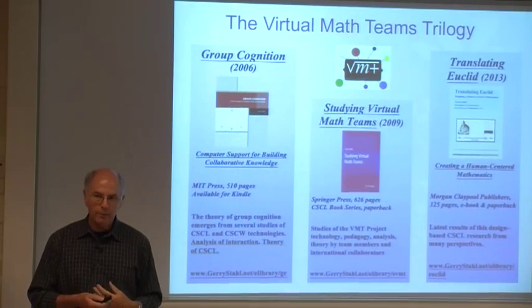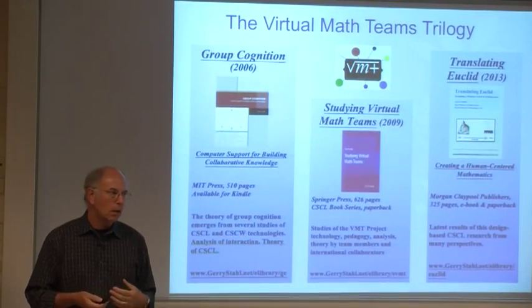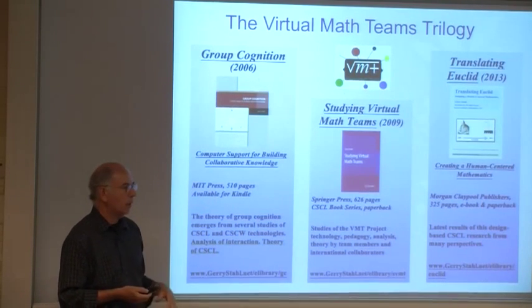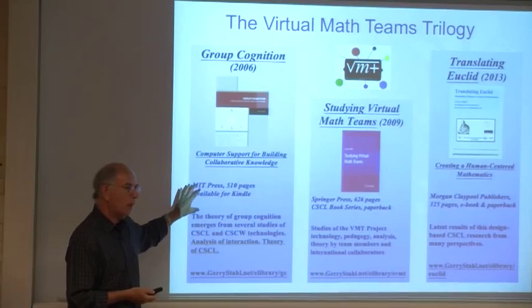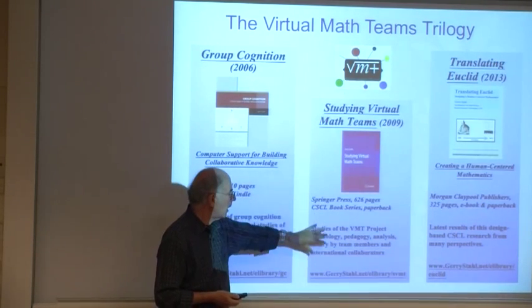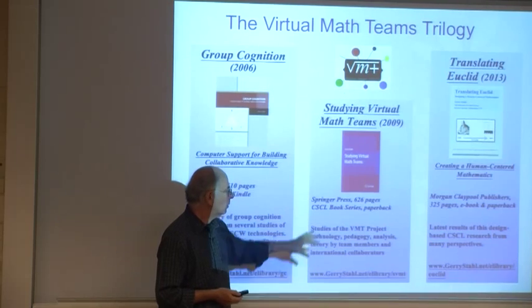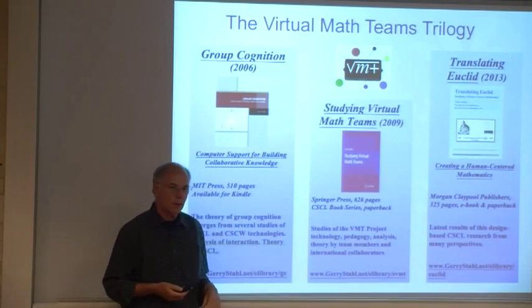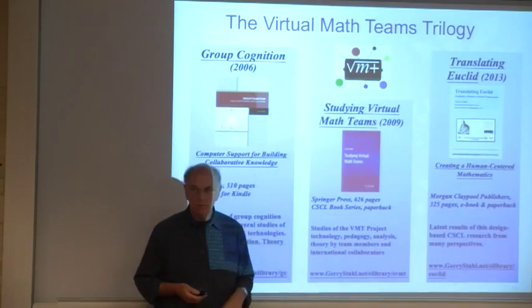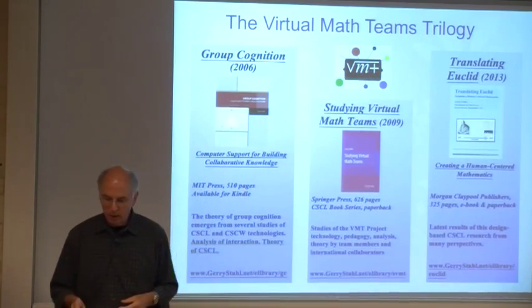So during the project, I have written up these 3 books that cover the project. This is the background on group cognition. This is a group of essays analyzing, back in 2009, the results we had at that point. And this covers the current state of the project.